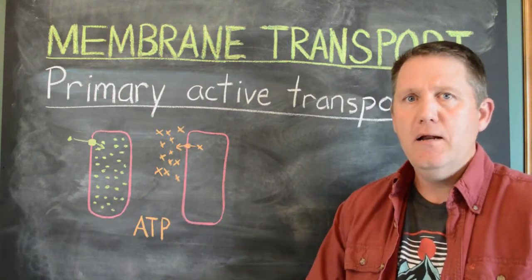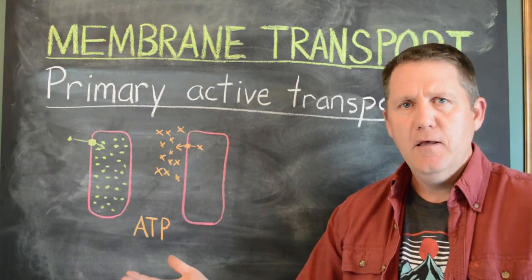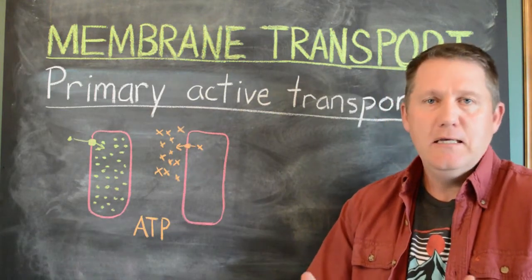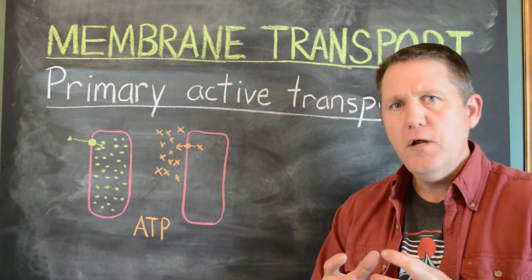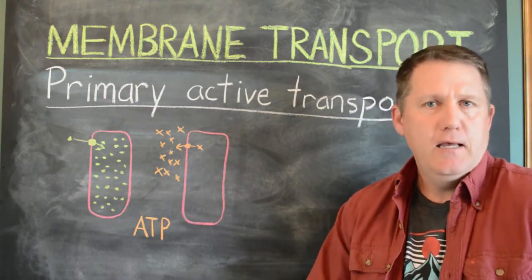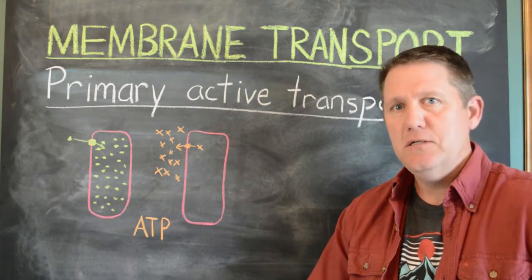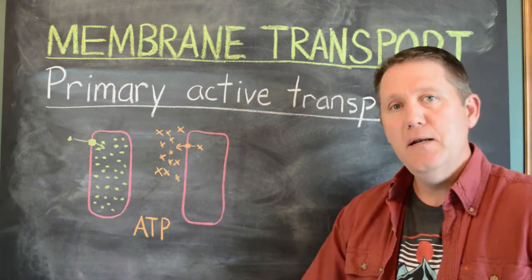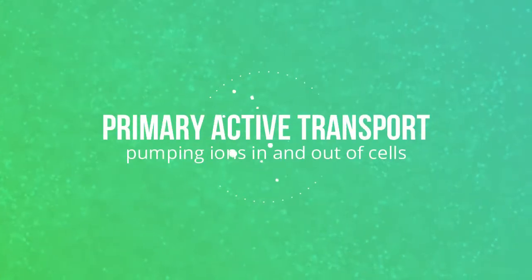Because if we only relied on passive transport, then everything would just spread out, and all parts of the body would look exactly the same. That would completely go against that idea of organization that we need for the body, and homeostasis too. So in order to keep homeostasis and organization, we need to spend energy in specific ways. So let's take a look at primary active transport.